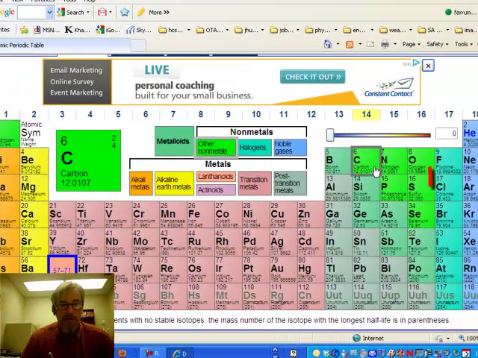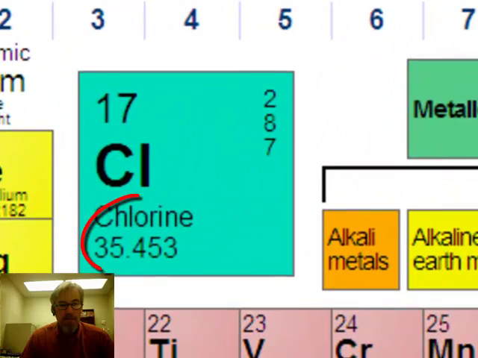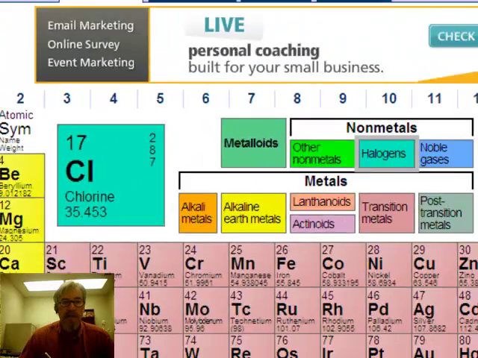Let's look at another one, chlorine. Chlorine is 35.453 grams per every mole, but it's also 35.453 atomic mass units per atom. Well, you're familiar with this number, and you've used it before. That's where you get it.